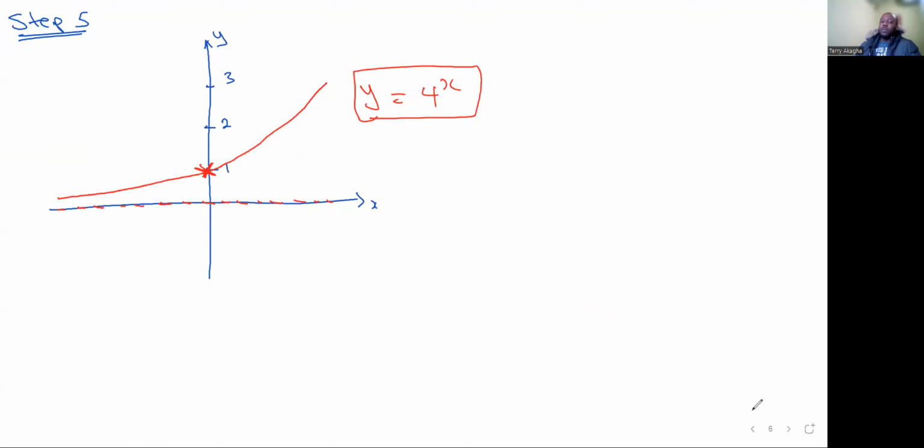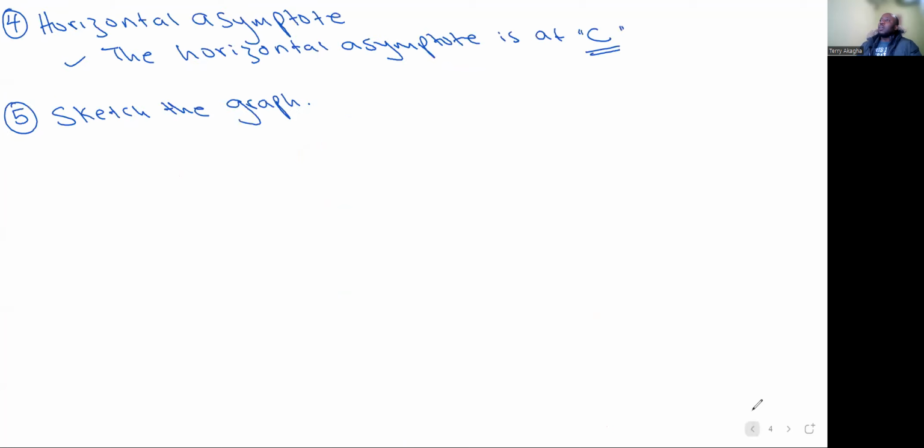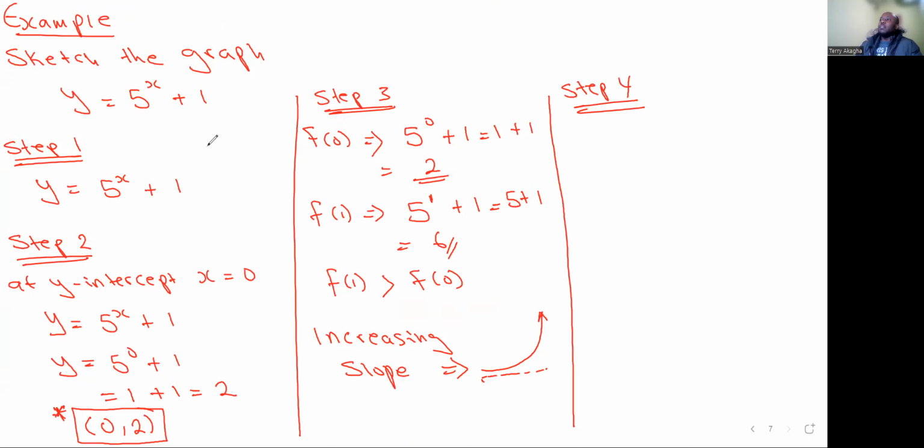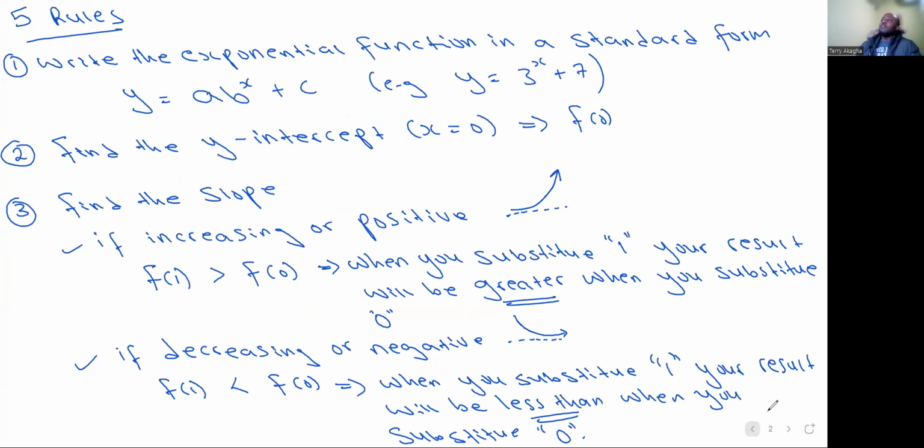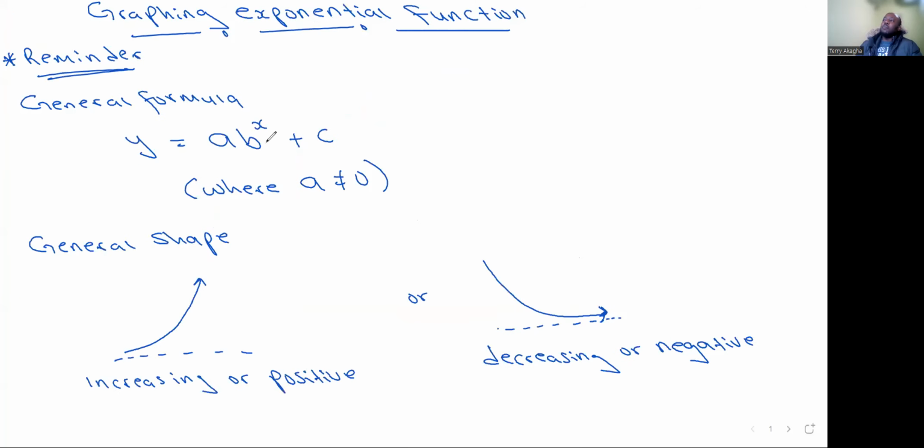In step 4, we're told to find the horizontal asymptote, which is at C. So we'll go back here. You can see from this point here, we know our A is equal to 1, our B is equal to 5, and our C is equal to 1. We talked about this earlier. The general form is A, B to the power X plus C. So we had 5 raised to the power X plus 1. That means the A is 1. Remember, if there is nothing here, there's a 1 there. Then the B is 5, and the C is this 1 here.